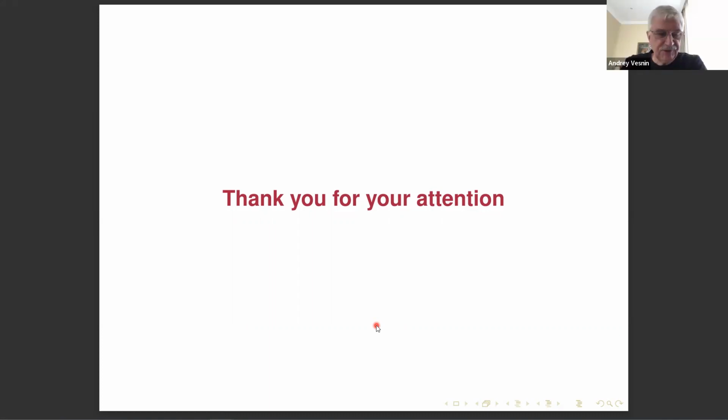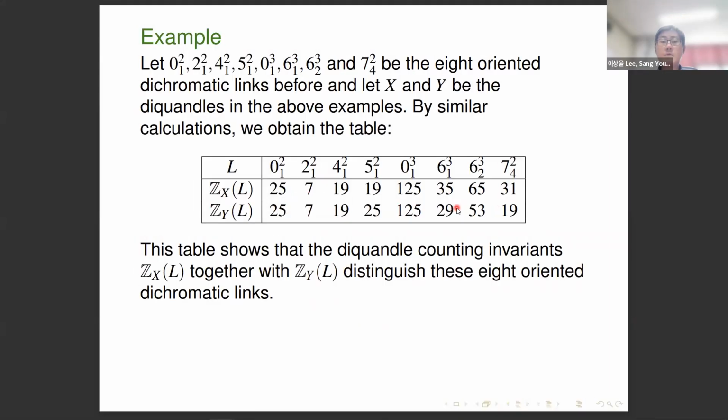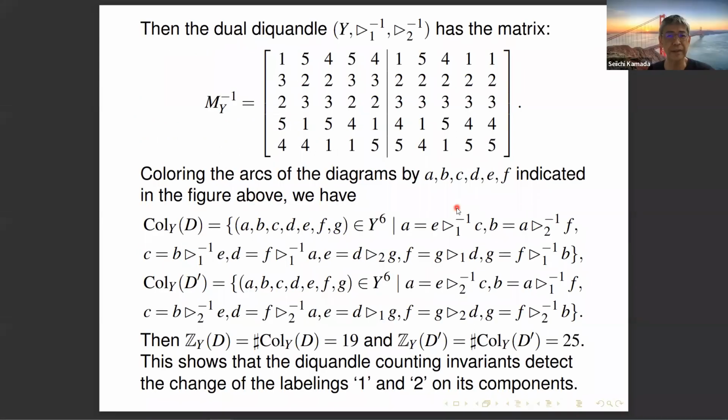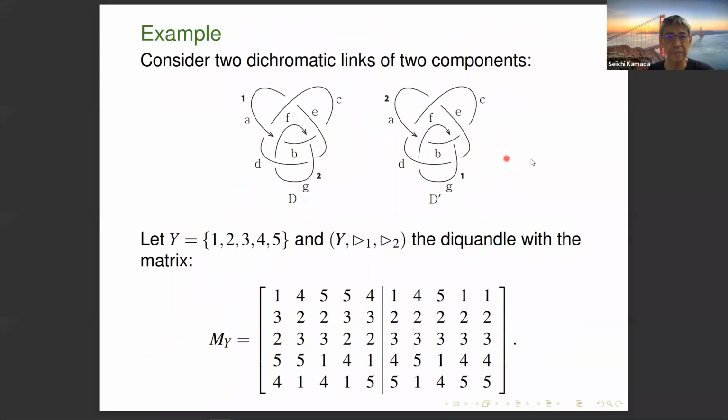Okay, more questions? I have a question. Would you show me the last example, the 2 components? This one? Yes. The left one, the first component is a trefoil, and for D prime, the first component is a trivial knot. So it's easy to distinguish at the quandle level. So I'm wondering, they are distinguished by quandle, diquandle.